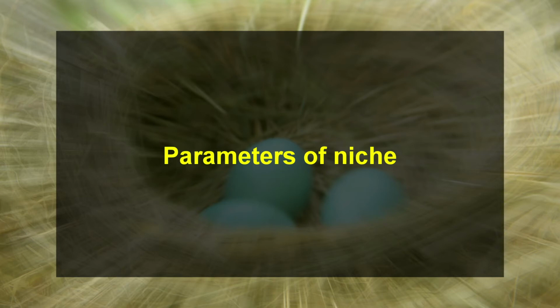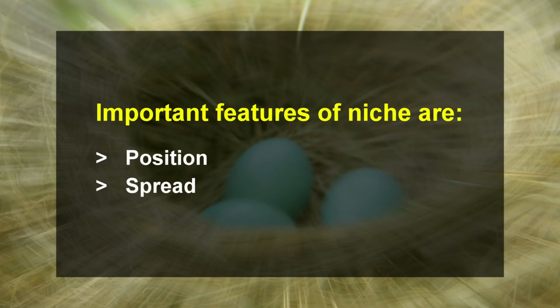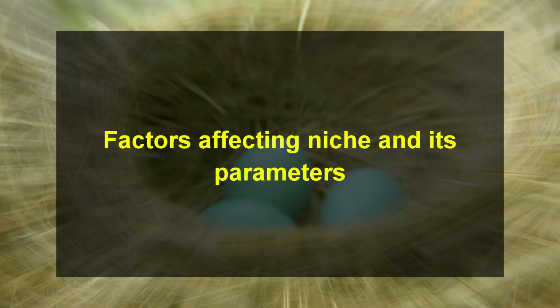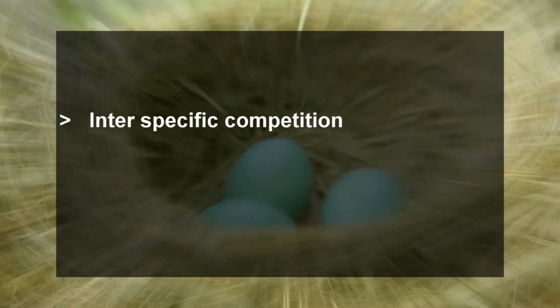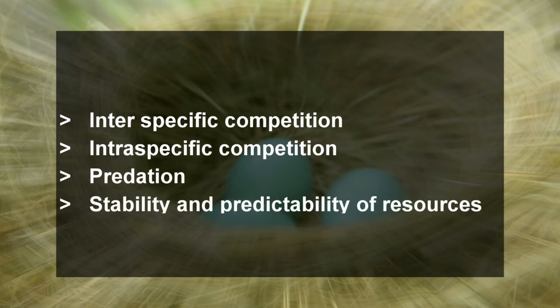Parameters of niche. Ecologically speaking, the most important features of niche are position, spread, overall shape and form. Factors affecting niche and its parameters. Various factors combine to determine the shape, width and position of niche. That is interspecific competition, intraspecific competition, predation, stability and predictability of resources.